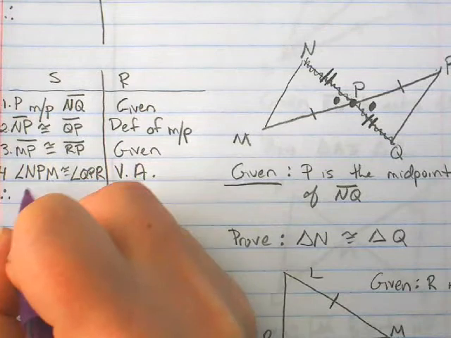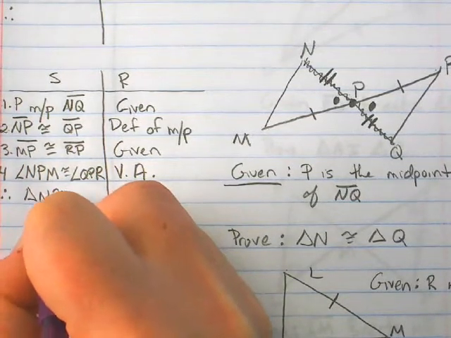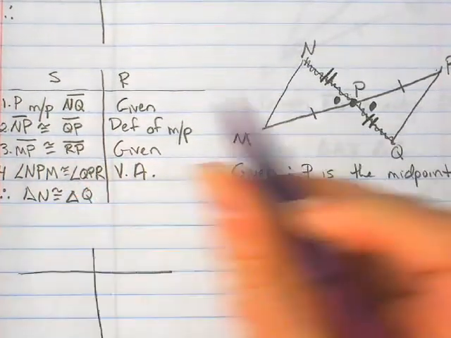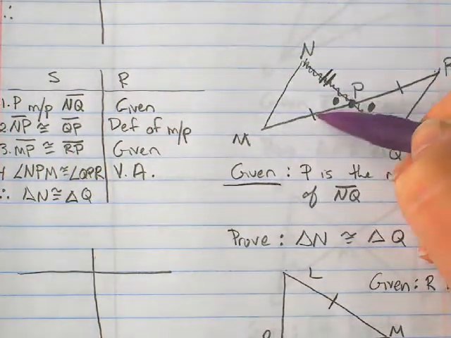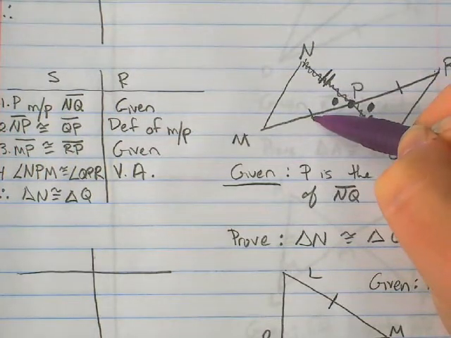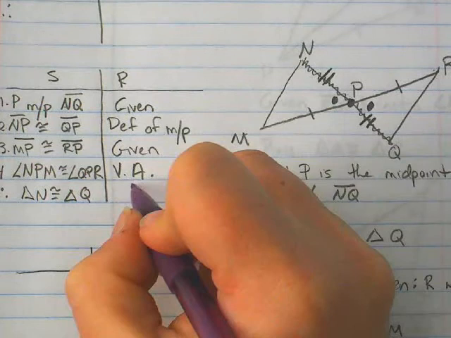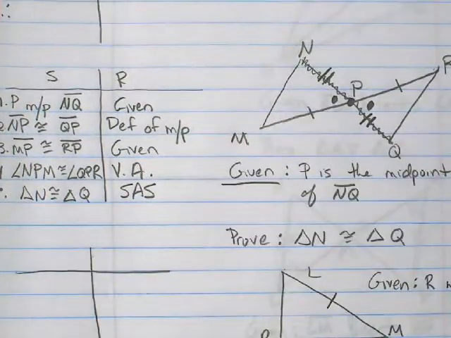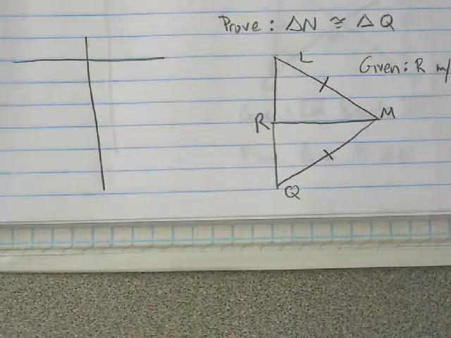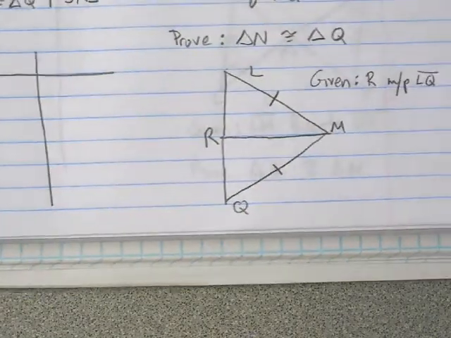Therefore, triangle N is congruent to triangle Q because of blank, blank, blank. If you said side angle side, you are correct, and good job. I want you to look at this next one and try it on your own, pause the video, and then play the video after a few seconds to see if you got it right.